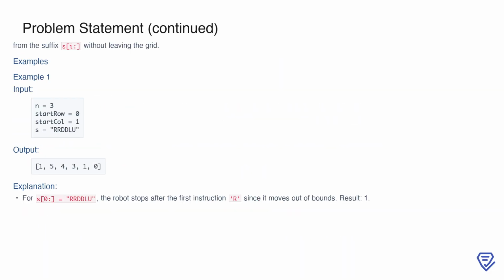Imagine we have a grid of size 3x3, and the robot starts at position (0, 1). The instruction string is RRDDLU. For the complete string S[0] = RRDDLU, the robot tries to execute the first instruction, R, which moves it to the right. However, this movement would take the robot out of the grid's bounds, so it stops immediately. Thus, only one instruction is valid for this suffix. The result for this suffix is 1.